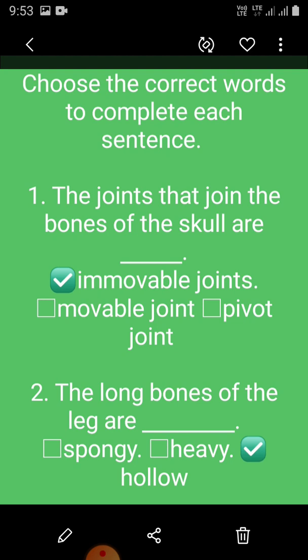Second, the long bones of the leg are dash. Given options are spongy, heavy, and hollow. And the correct answer is hollow. The long bones of the leg are hollow.